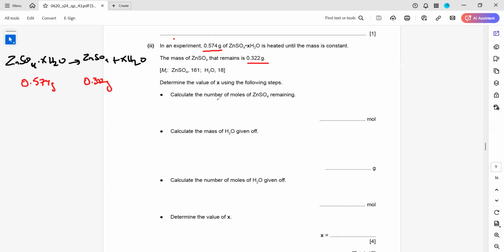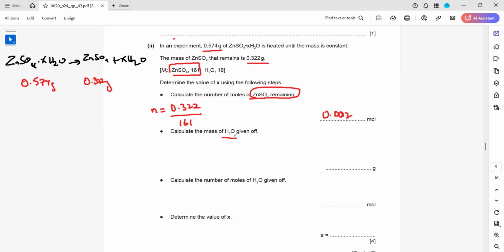The first question is calculate the number of moles of zinc sulfate. So how many moles of zinc sulfate? Moles equal mass in grams, so 0.322 divided by the molar mass. What is the molar mass of zinc sulfate? That is given to us. You can use a periodic table, but it's already given, so you don't have to. So when you divide 0.322, it was 0.002. These are the moles.